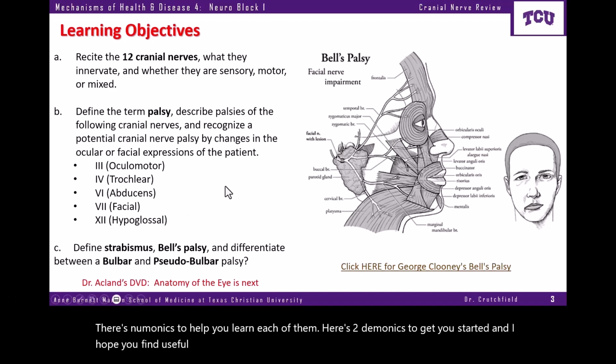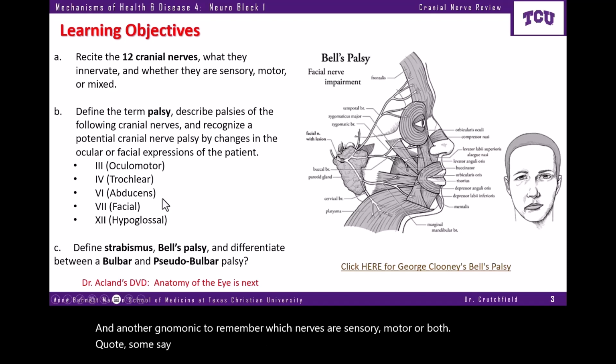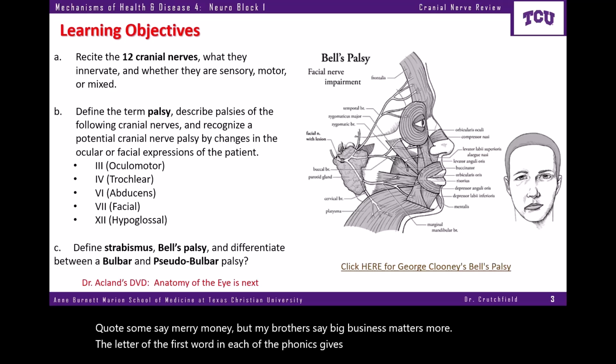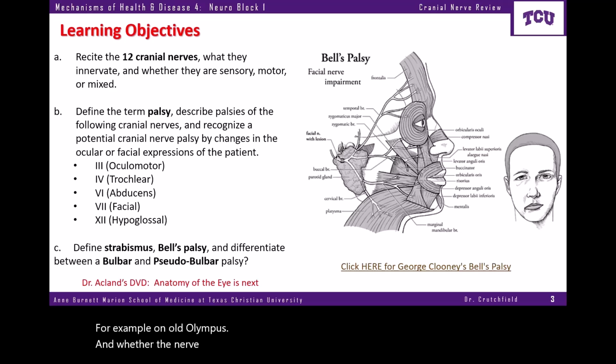For the cranial nerves, on Old Olympus, topmost top, a Finn and German viewed some hops. And another mnemonic to remember which nerves are sensory, motor, or both. Quote, some say marry money, but my brothers say big business matters more. The letter of the first word in each of the mnemonics gives you the name of the cranial nerve, for example, on Old Olympus, and whether the nerve is sensory, motor, or both. Some say marry money, etc. We'll define all these terms later.